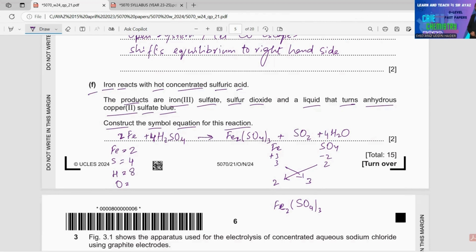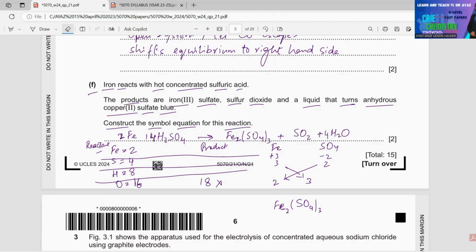Oxygen, 4 fours are 16. So on the product side, there must be 16 atoms of oxygen. 4 threes are 12, 12 plus 2 is 14, 14 plus 4 is 18. So this is the reactant side and this is the product side. This is incorrect, so let's increase the number.